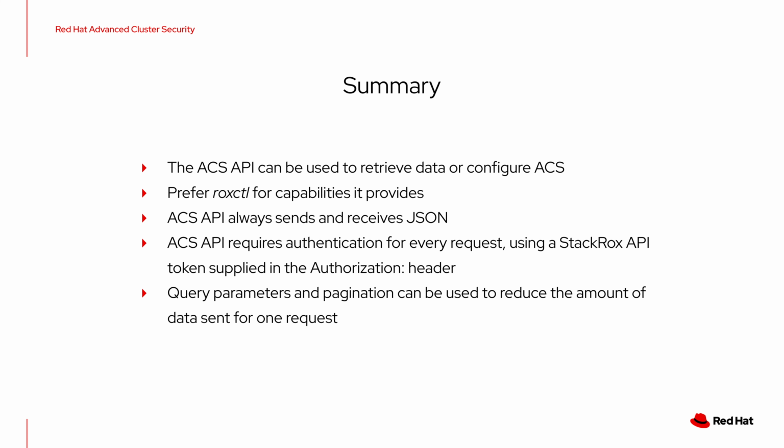The ACS API always sends and receives in JSON format, and every request requires authentication using an API token supplied in the authorization header. This is a bearer token. Lastly, you should use the query parameters and pagination, or both, in order to reduce the amount of data that gets sent back for any one request. This means less data for you to process at one time in your custom code, as well as reducing the load on Central for the amount of data that it has to process.